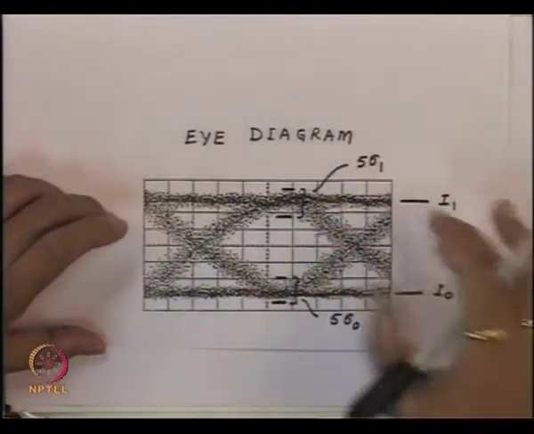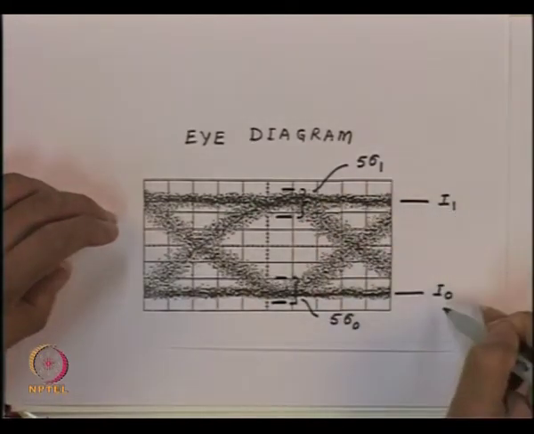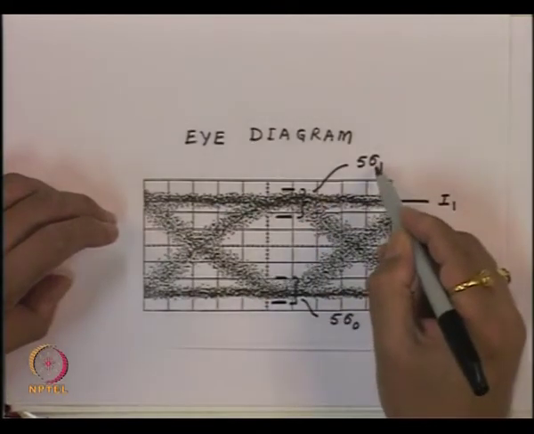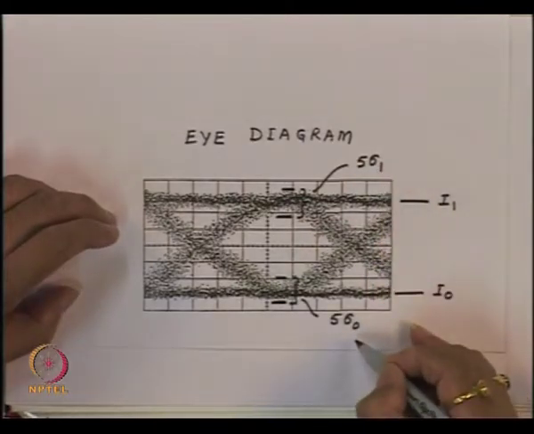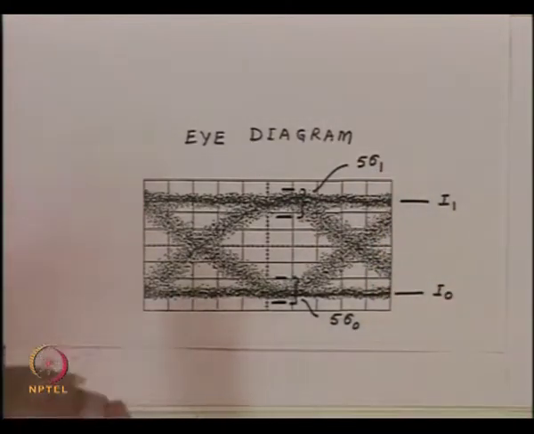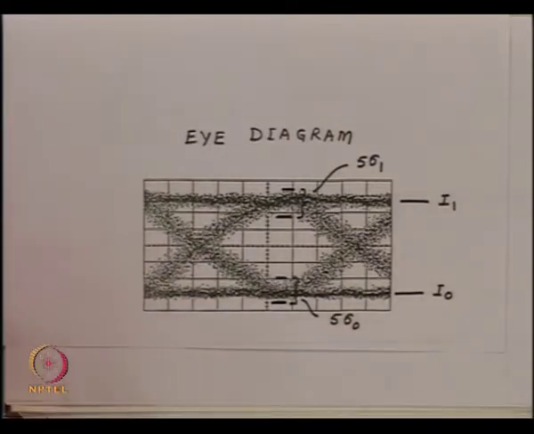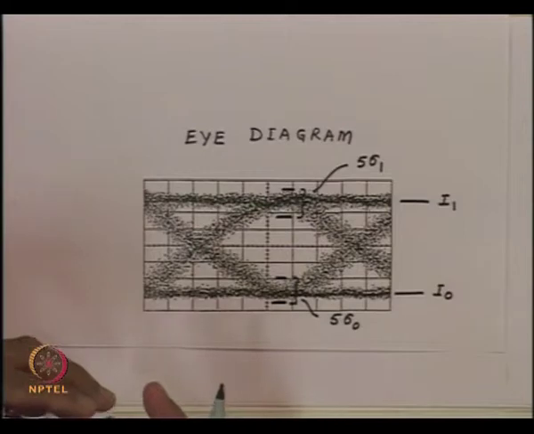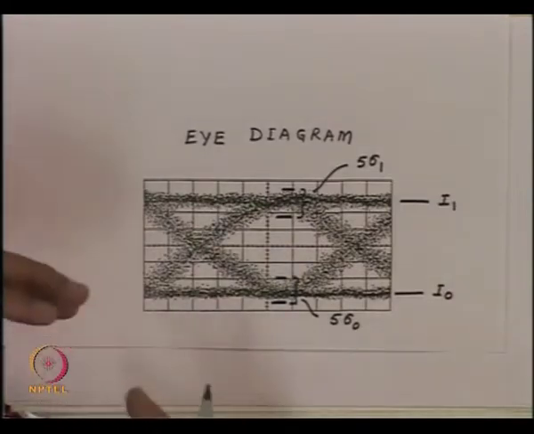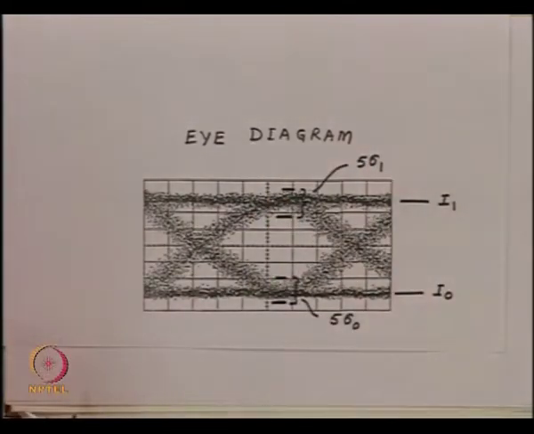So, from the eye diagram we can calculate the quantity I1 minus I0. We can also calculate the quantity sigma 1 plus sigma 0, and once I get that, then we can calculate the parameter Q, and then we can go to the plot for BER and calculate the BER for this optical receiver.